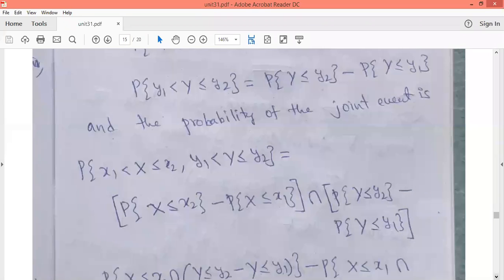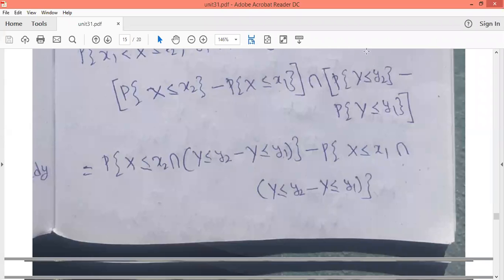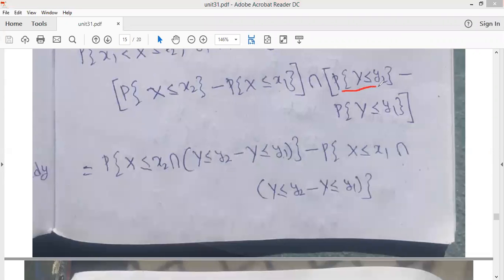So this can be written as, now we can combine these two. If you combine these two, what do you get here? Y less than or equal to y2 minus y less than or equal to y1. We are taking this probability outside, so x less than or equal to x2 intersection y less than or equal to y2 minus y less than or equal to y1. We are just combining this. Now this minus sign, whatever we get for y here, so it is minus y less than or equal to y1.